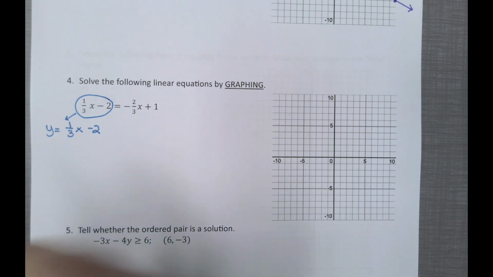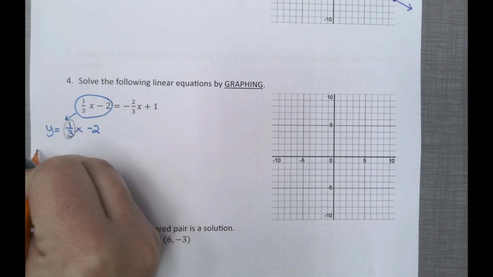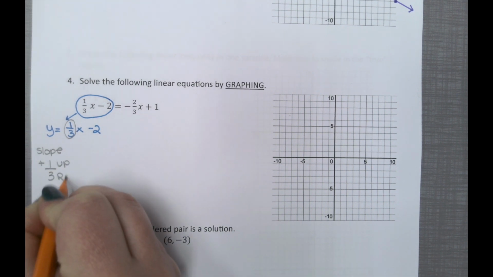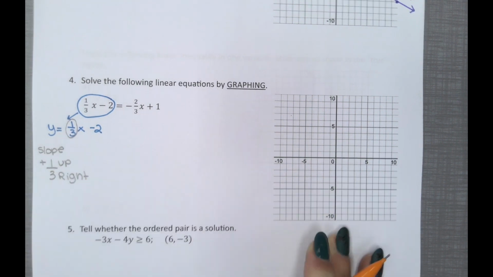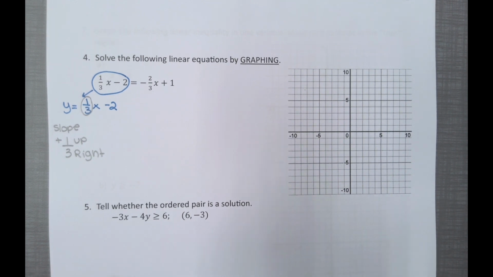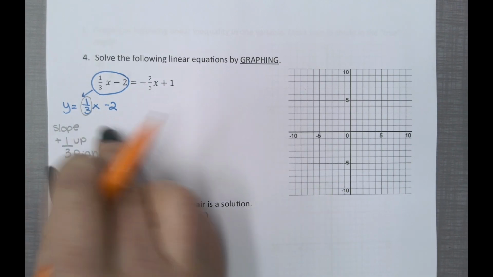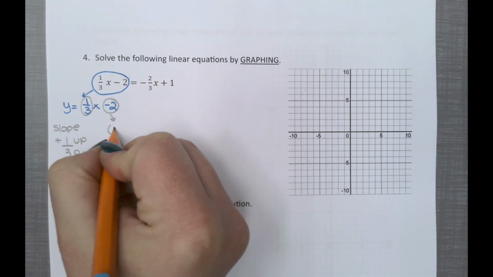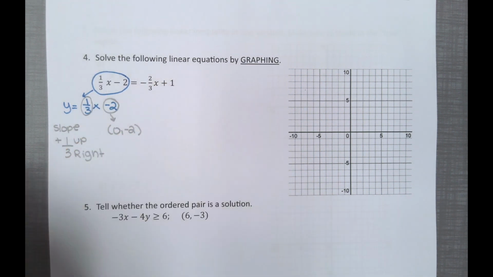So that means we have a slope of positive 1/3. That means we're going to go up and to the right. And that means we have a y-intercept at 0, negative 2. Let's go ahead and graph that.